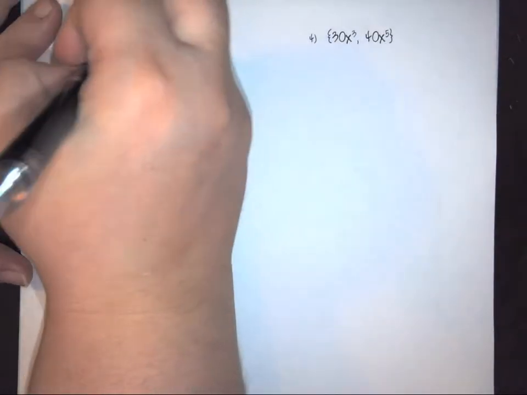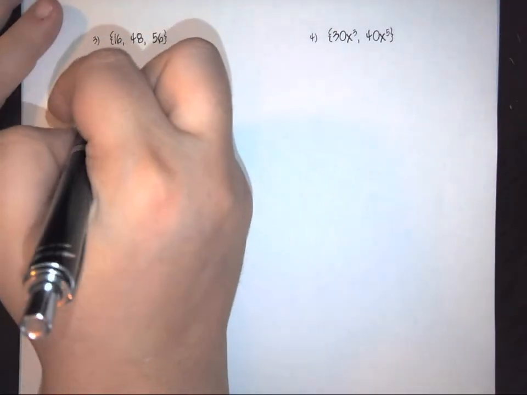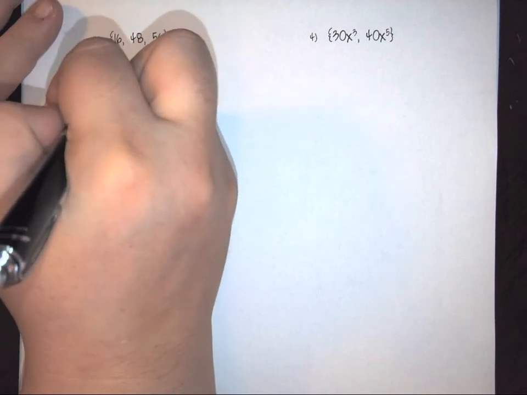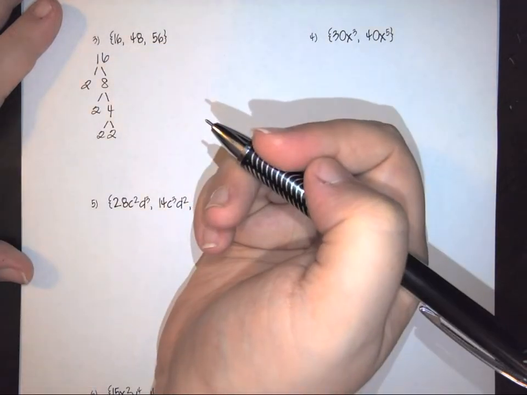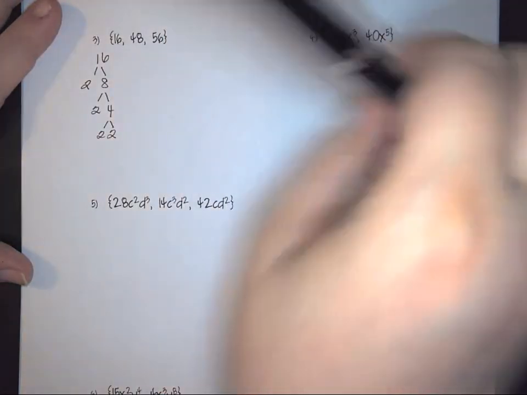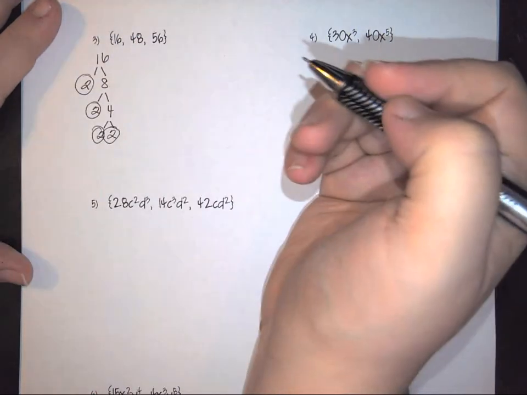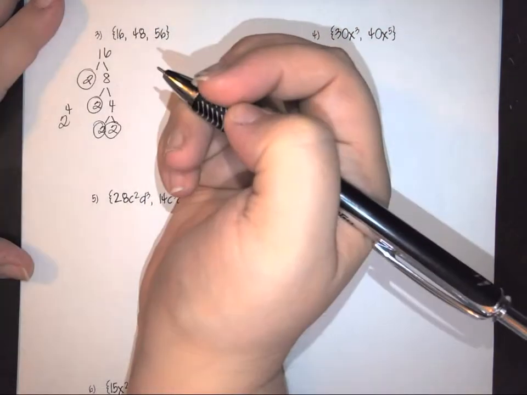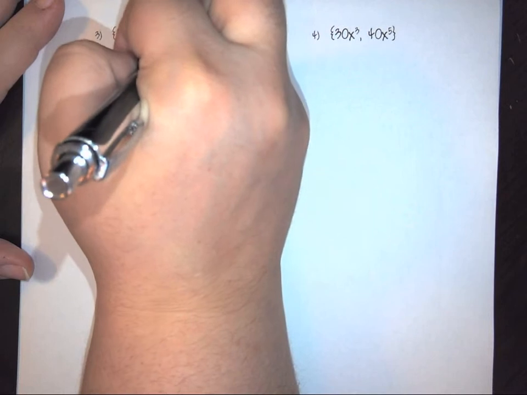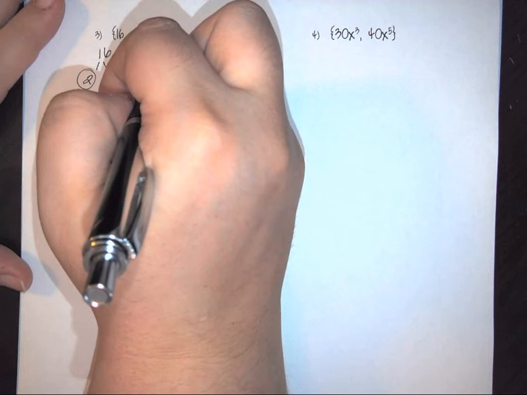So again, I have 16, which I have to break. So 16 can break down and become 2 and 8. 8 breaks into 2 and 4. 4 breaks into 2 and 2. So if we're looking at this, another way to identify your prime factorization would be to then circle your primes. And so for here, we would have that this is actually 2 to the 4th power.